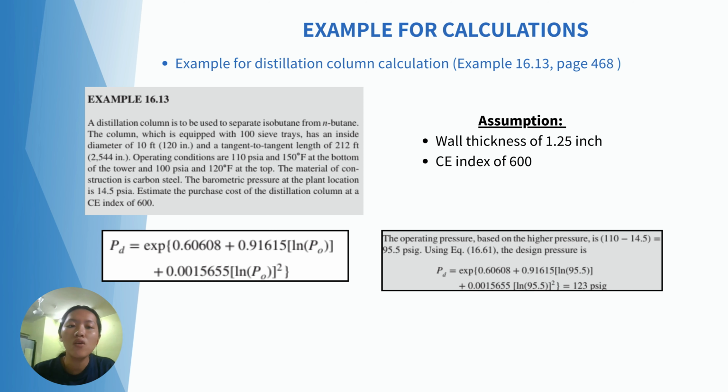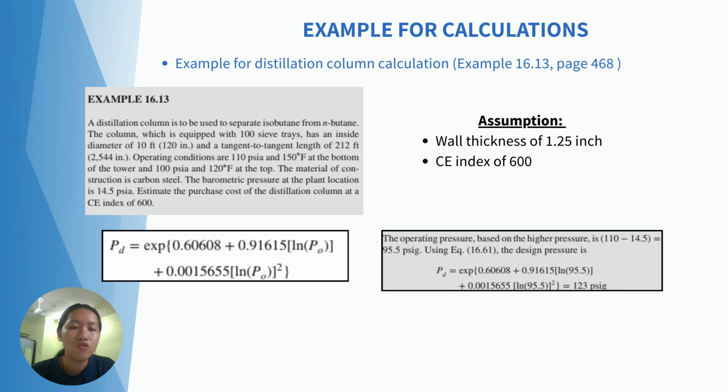So there will be two assumptions. One is the wall thickness of 1.25 inch, and the other one is the CE index of 600. First, we need to use the first equation, which is to find the design pressure. But first, we need to find the operating pressure, as the barometric pressure is also given. By subtracting the barometric pressure from the given operating pressure, we obtain the finalized operating pressure, and then we use it to find the design pressure.